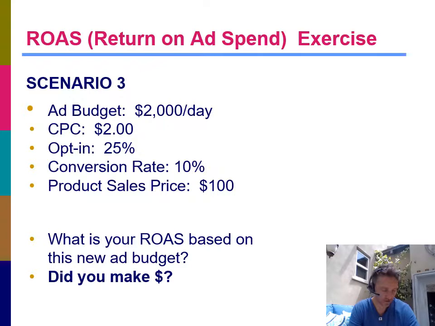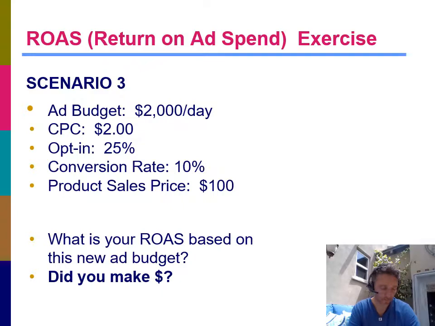Out of those 250 leads, 10% of them converted into sales. 10% of 250 is 25 sales. Backing up one step, your cost per lead would be the $2,000 in ad budget divided by your total leads of 250. That gives you a cost per lead of $8. Notice how your cost per lead has gone up. In the previous scenario, when it was $1.50 cost per click, your cost per lead was $6, and now because your cost per click has gone up to $2, your cost per lead has gone up to $8. So there's a correlation there.